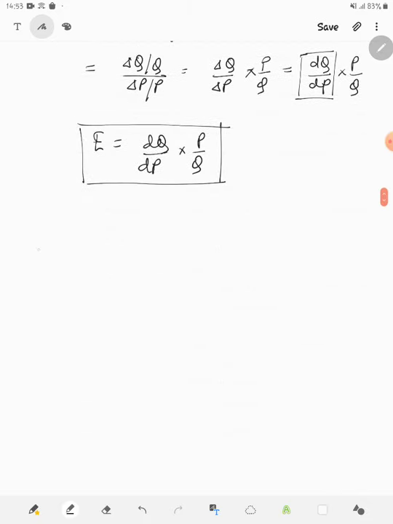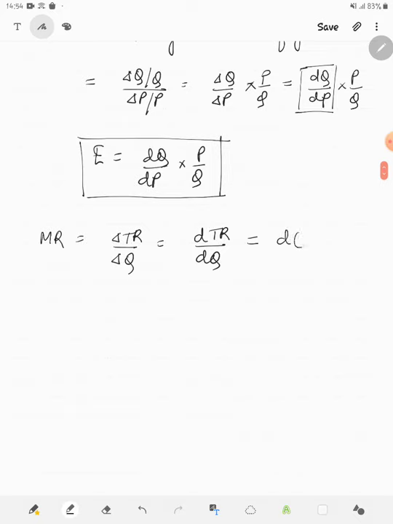Now let us find out what MR is. MR is delta TR by delta Q, which can also be rewritten as dTR by dQ, which means that as quantity changes, total revenue is also changing. Now what is TR? TR is nothing but P into Q. And what is d(PQ) by dQ? How do we solve this? We can differentiate PQ with respect to Q.